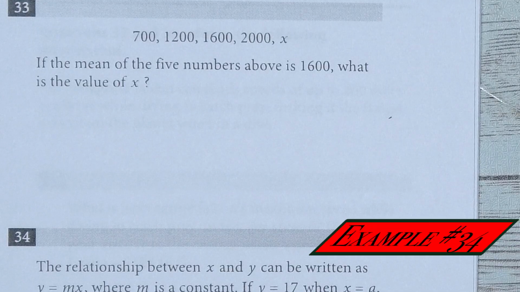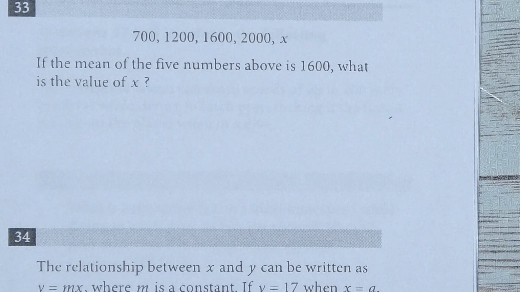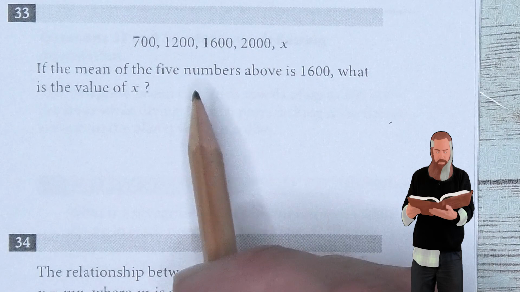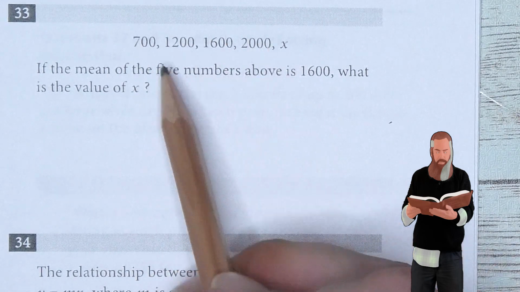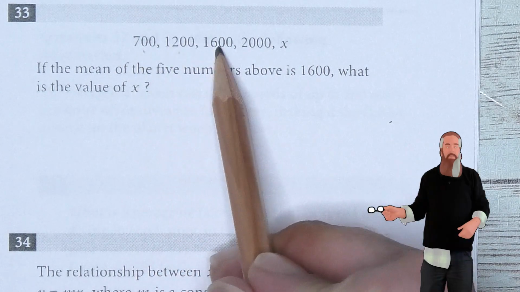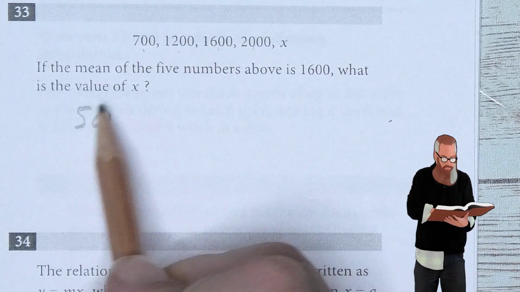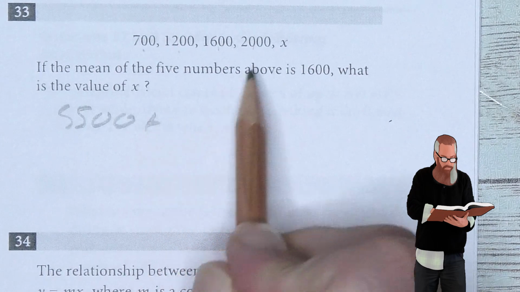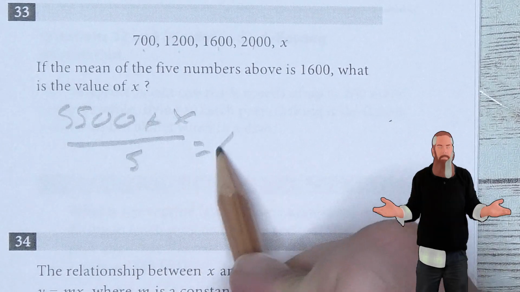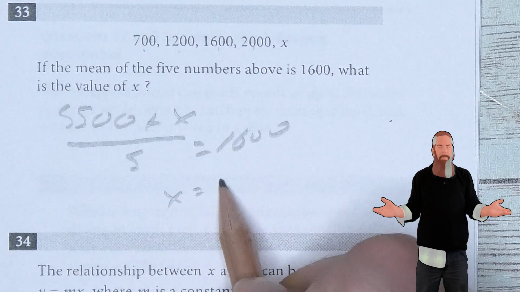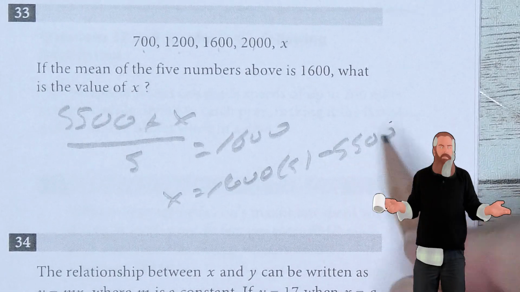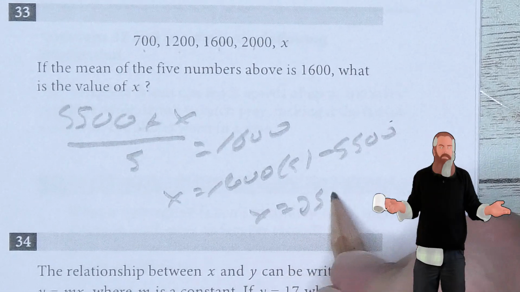If the mean of the 5 numbers above is 1600, what is the value of x? Mean means that we are adding all of these up and dividing by the number. It's an average. So adding 700, 1200, 1600, and 2000 will give us 5,500 plus x, and this is divided by 5, and it's going to be equal to 1600. So x is 1600 times 5 minus 5500, which means that x is 2500.